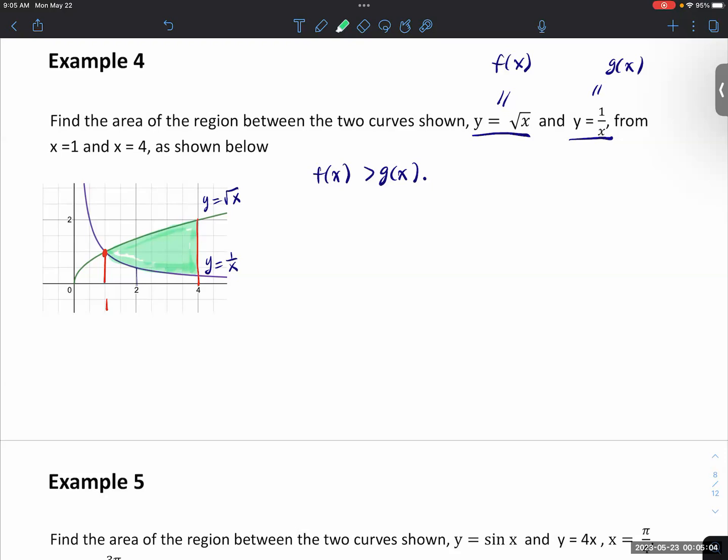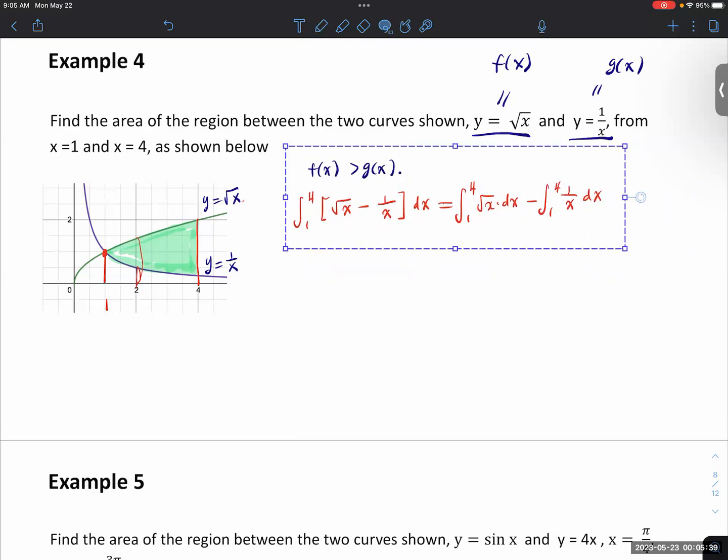This area. Okay. So what are you going to do? So this is so clear. The radical x is higher than 1 over x, because if it is a 2, green is higher than the purple. So you have that relationship. So therefore, from 1 to 4, what is f? Radical x minus 1 over x dx. I'm going to separate it: 1 over 4, x dx minus 1 over 4, 1 over x dx.